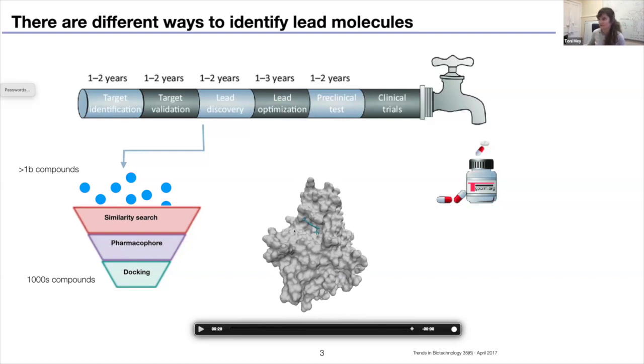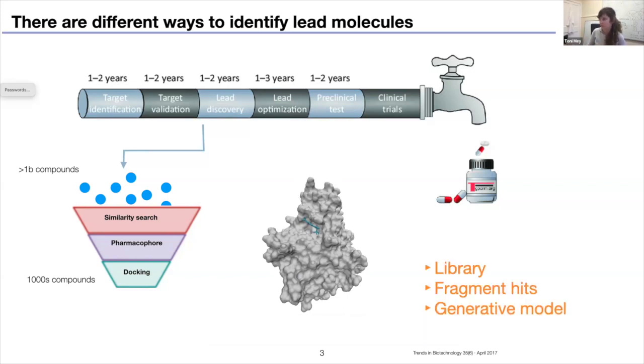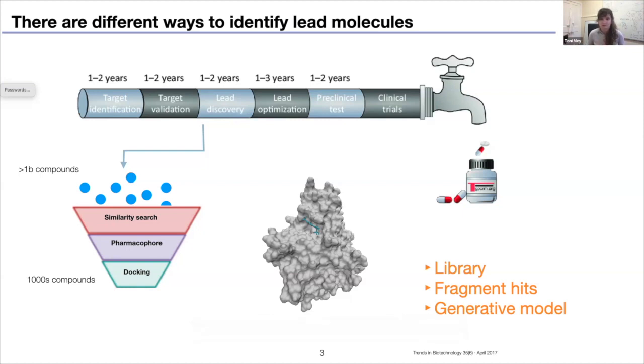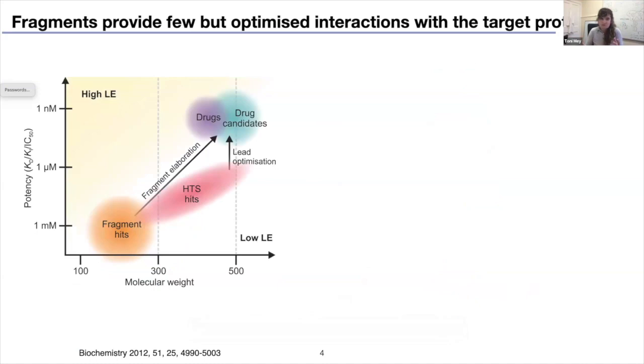So the question is really, how do we get from some kind of starting idea to something that binds to a protein? So you could start with a library, as I said. You could use something like fragment sets or a generative model. And what I'll be talking about are really fragment hits and generative models combined. So what are the two types of screening you can do?